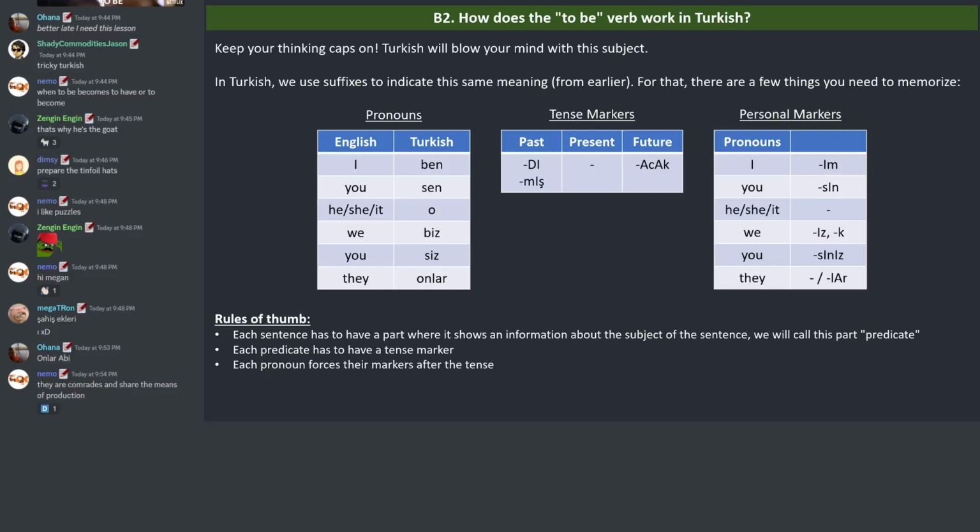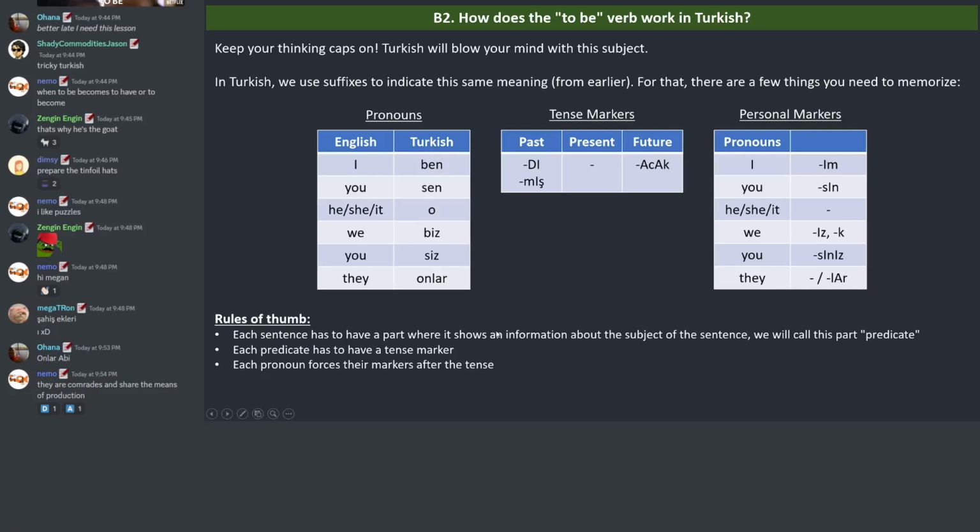And each predicate, each verb has to have a tense marker, and these pronouns, the keyword is have to, they have to have their tense markers and their own pronoun markers on the predicates after the tense. So like verb stem, tense marker, pronoun marker. It goes in this order.